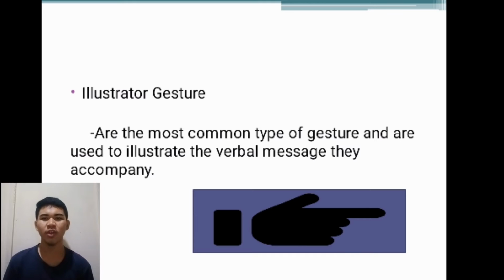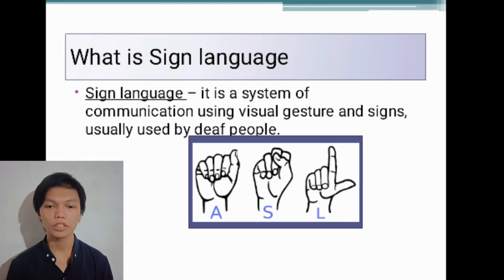Okay, let's move on to illustrator gestures. These are the most common type of gestures and are used to illustrate the verbal message to accompany it. Unlike emblems, illustrators do not have typical meanings on their own and are used more subconsciously than emblems. These are largely involuntary and natural gestures that flow from us when we speak. The most common type of these are the hand gestures that we make that indicate size or shape of an object.